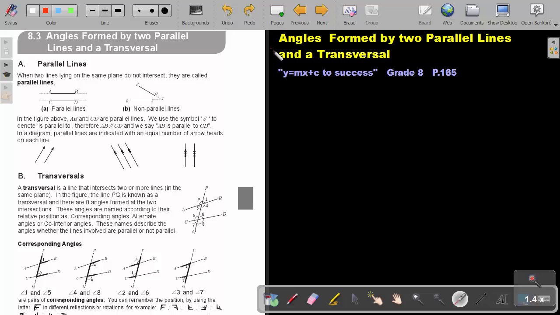Part 5. Angles formed by two parallel lines and a transversal. You will find this on page 165 in the Namibian Mathematics Grade 8 textbook, y equals mx plus c to success.